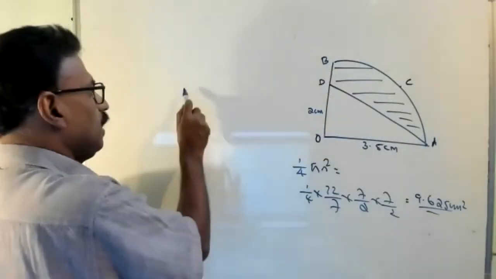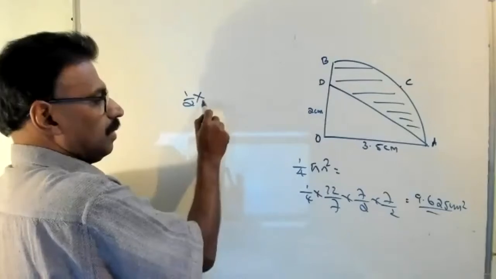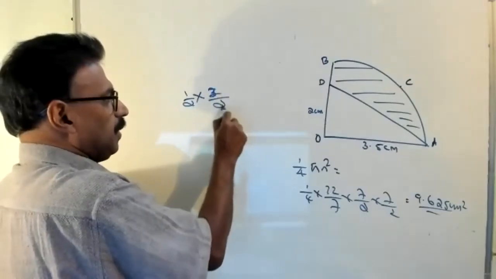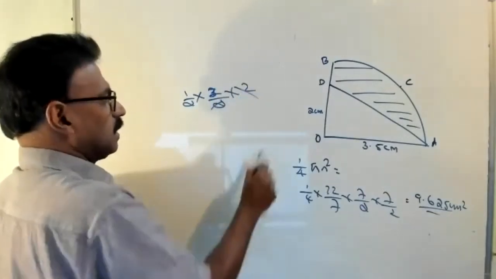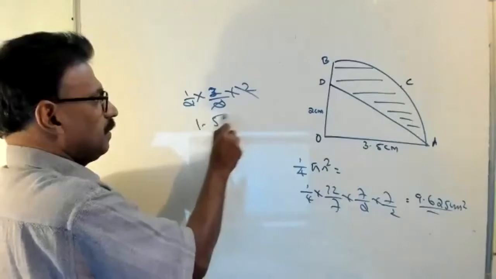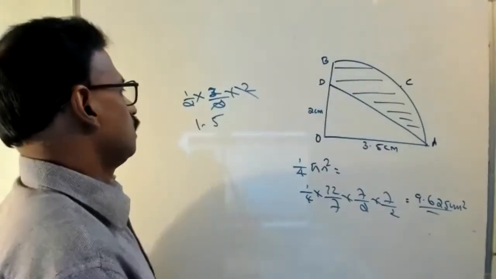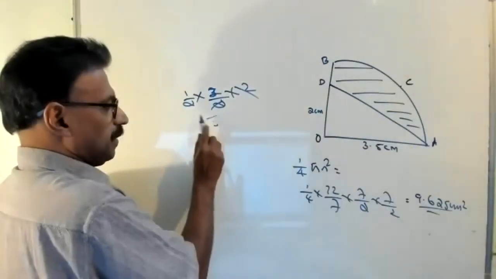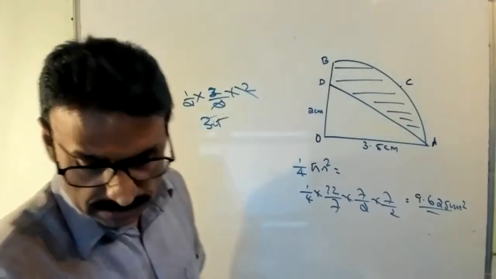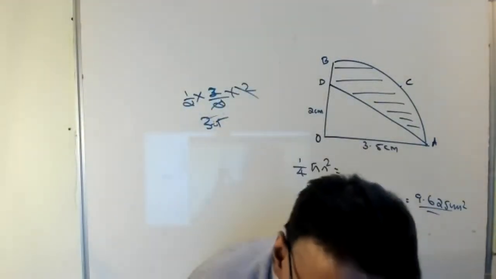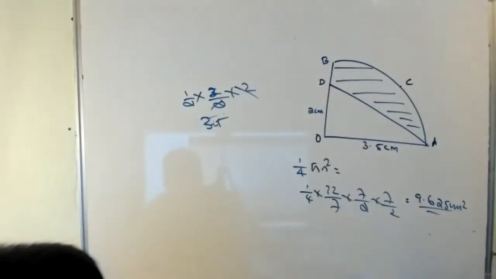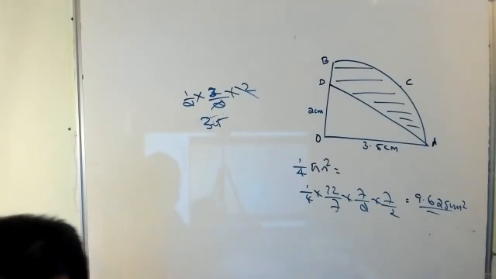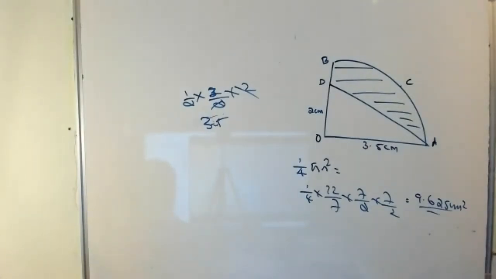Then area of triangle AOD is half into 7/2 into 2. 2 cancels. Sorry, 3.5. So the answer is 6.125. Answer is 6.125. Abir, you got it?